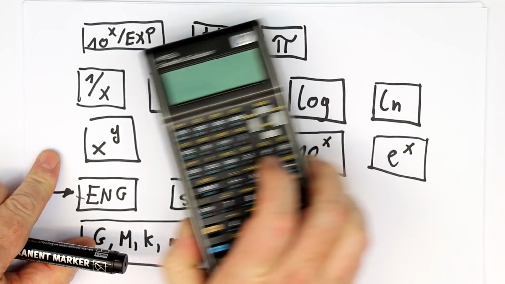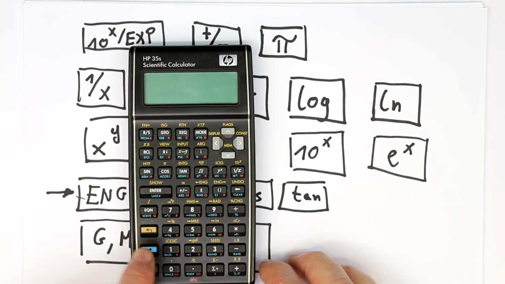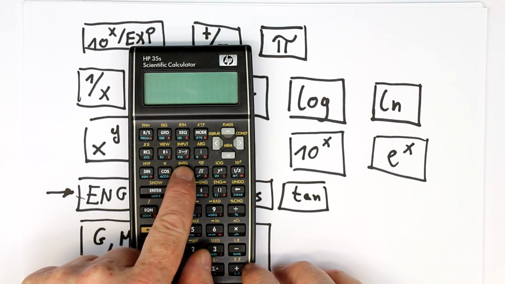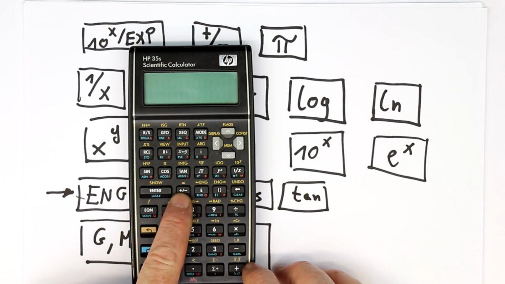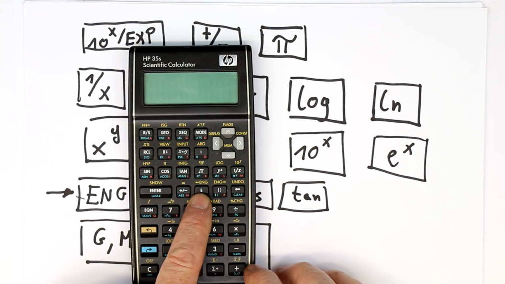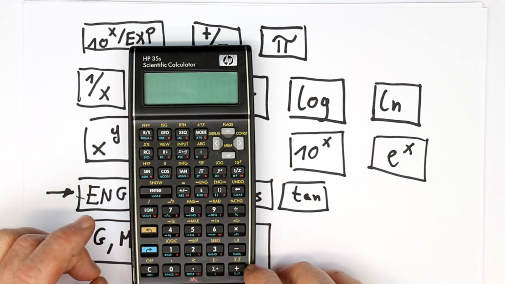So let's count how many of these functions we have on direct keys. 1, 2, 3, 4, 5, 6, plus minus 7. This is the exponential, 8. And that was it.